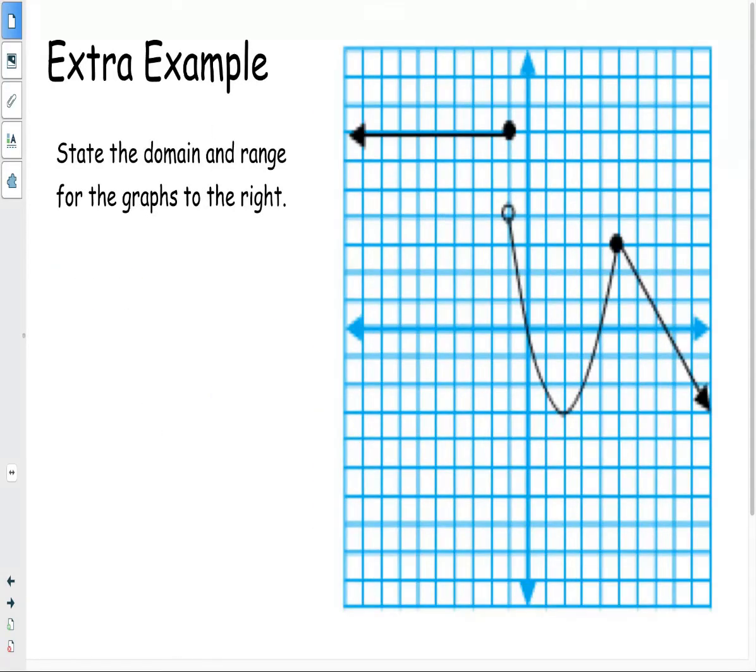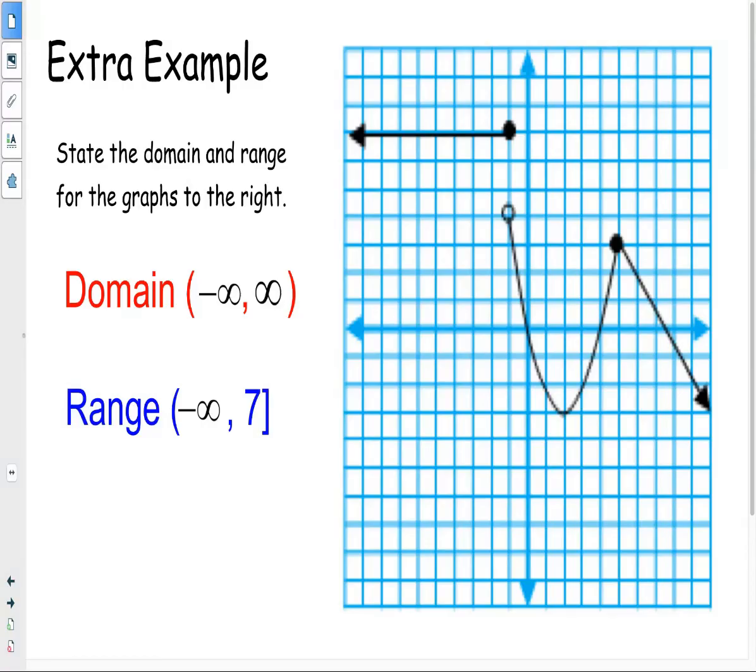Last extra example, you've got a little bit more stamina. Hang in there. We got this. Try your best. We've got -infinity to infinity for my x's, and then -infinity to 7 for my range.